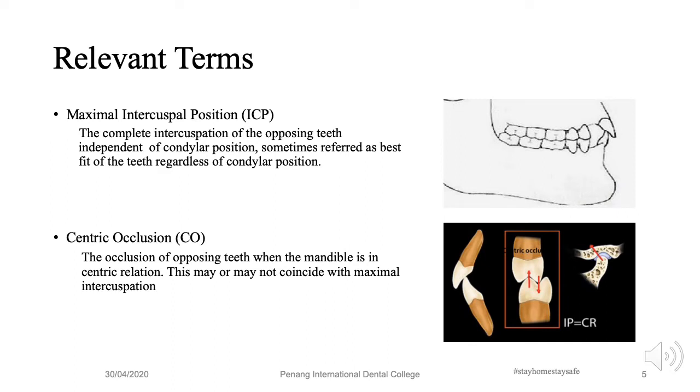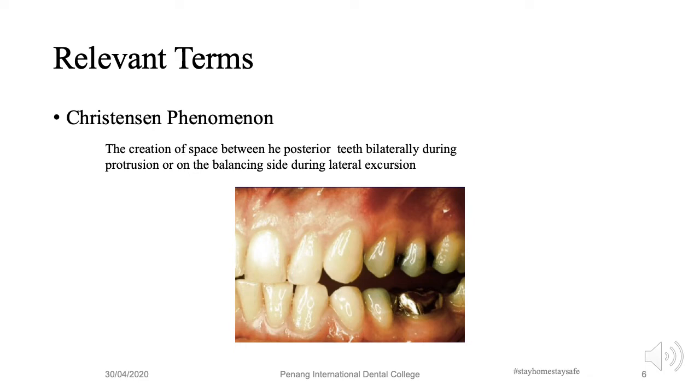Next is Christensen's phenomenon. Christensen's phenomenon is important in balanced occlusion. So what is Christensen's phenomenon? When you are in maximum intercuspal position, you try to glide the mandible forward. As you glide the mandible forward, you see that the labial surface of the incisors of the mandible glides over the palatal surface of the upper anteriors. As it glides over, you see that there is a space which opens at the back.